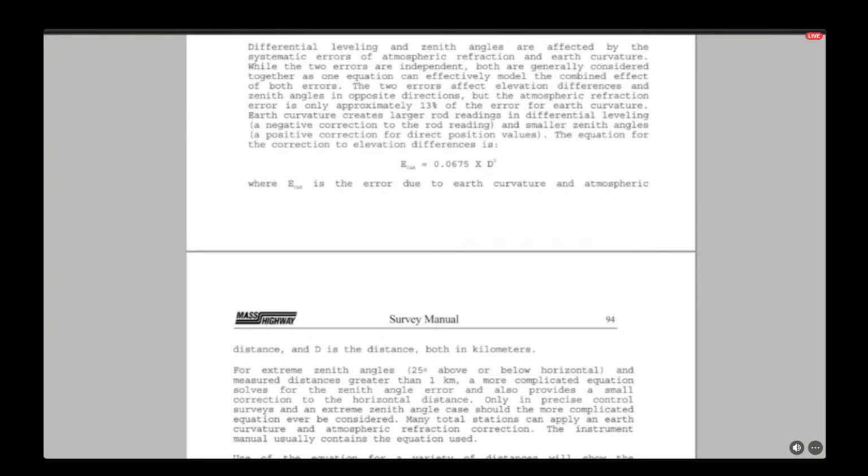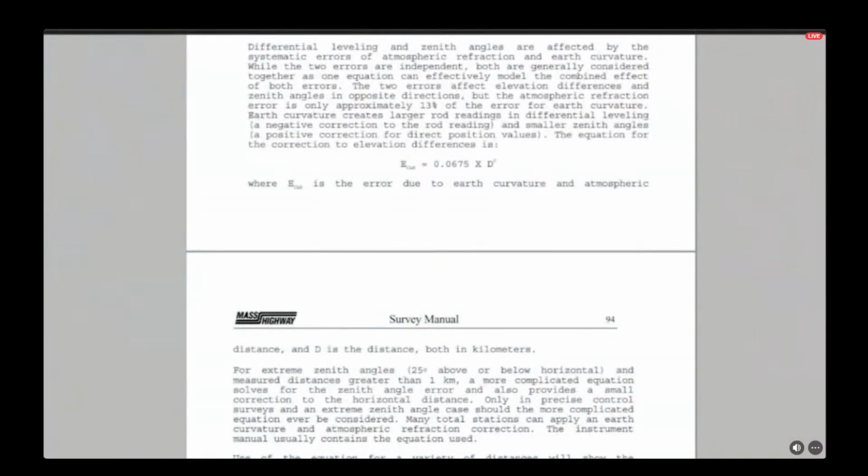Let me explain, right? So when you have the deflection of the vertical and you're taking into account refraction, let's say the favorite modeling of refraction and the standard index of refraction, and then you have the 7/6 R, the extension of refraction out on the surface of a ball. So what this would do is affect the elevation differences.